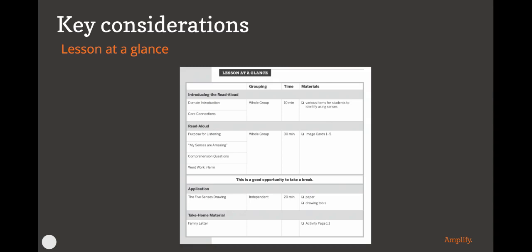As shown in this lesson at a glance table from the teacher guide, each lesson in this domain is composed of the same distinct parts: introducing the read aloud, the read aloud itself, and the application activity. The lesson may be divided into smaller chunks of time and presented at different intervals during the day if you so choose. Each entire lesson requires a total of 60 minutes.